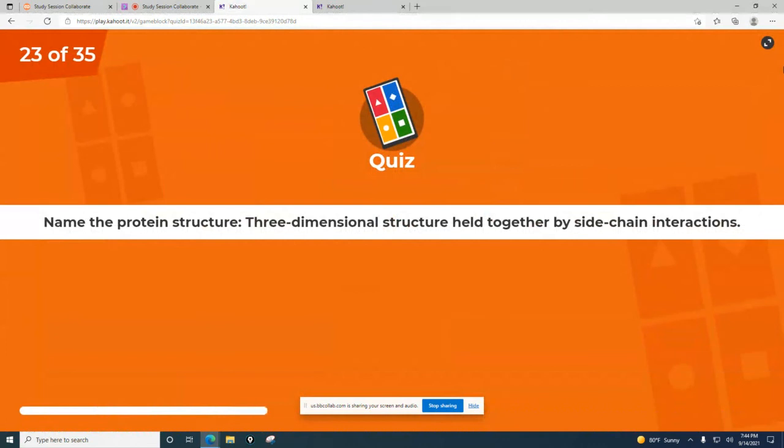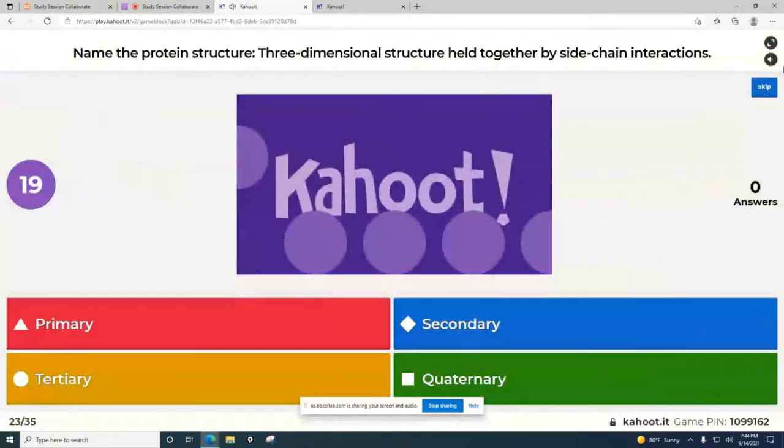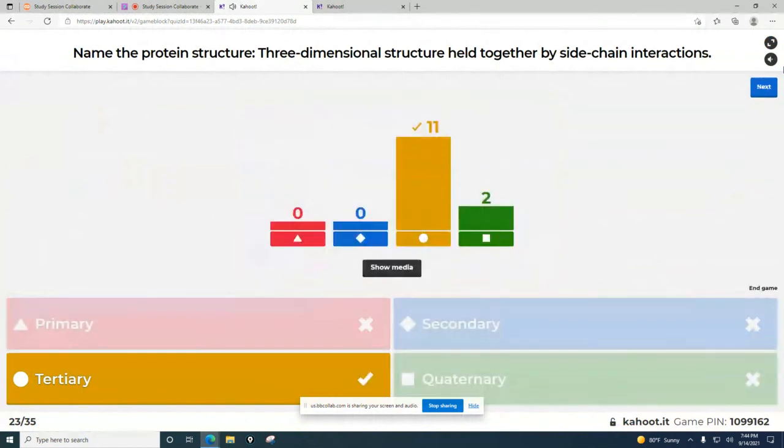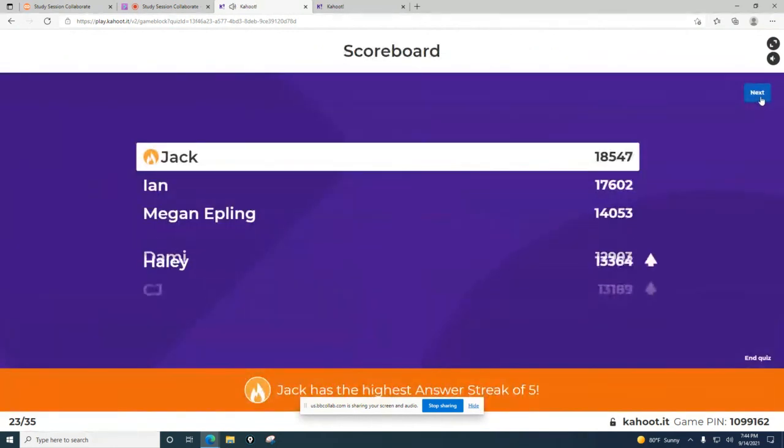Okay, name the protein structure. 3D structure held together by side chain interaction. Okay, so we just talked about this as tertiary structure. It's 3D held together by side chain interactions. I think there's a question on quaternary, so I'm just going to save that for the next one.